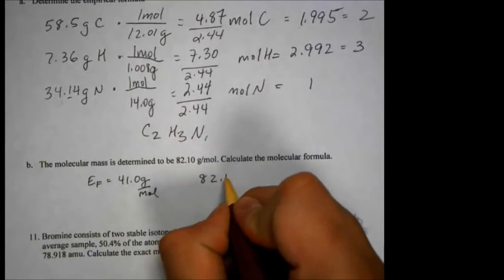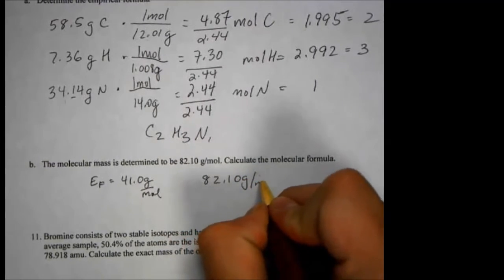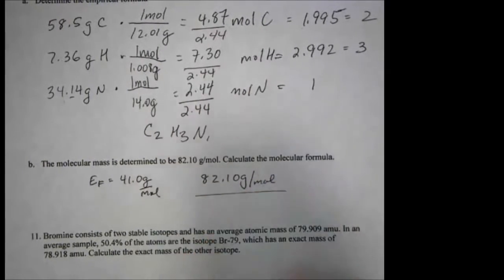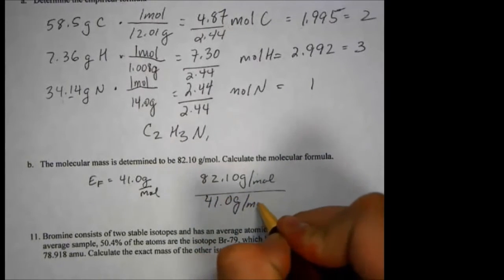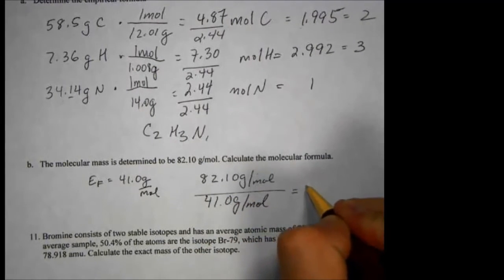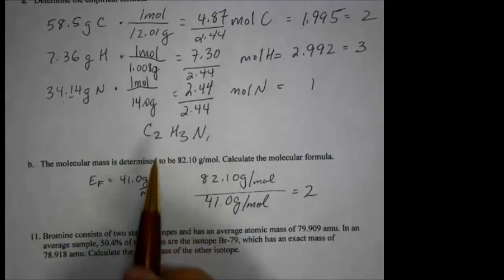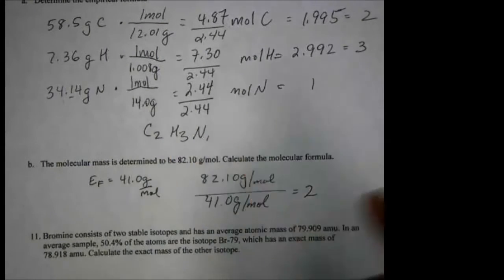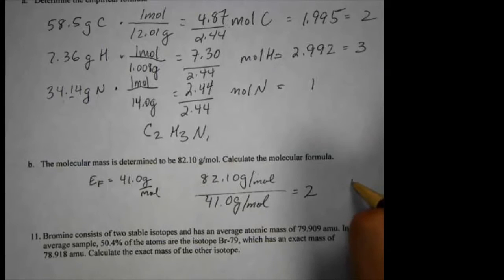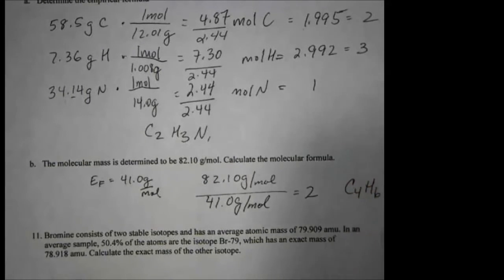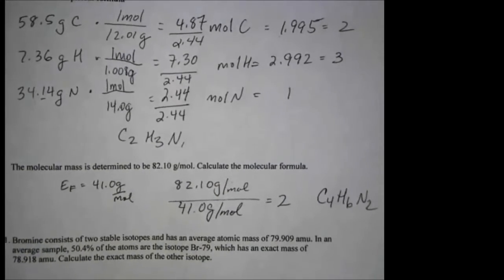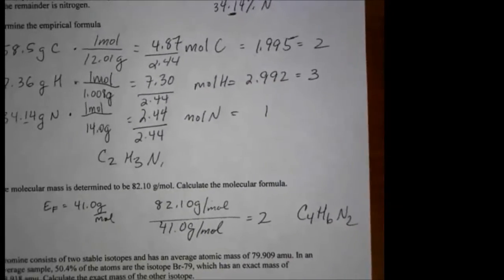So we can come up with the ratio now, which is 82.10 grams per mole for the molecular formula divided by 41.0 grams per mole. That's going to give us an exact ratio of about 2. So we know that we have to take our empirical formula and multiply it by 2. So the correct answer here is going to be C4H6N2. Okay? So that's how you would deal with that.